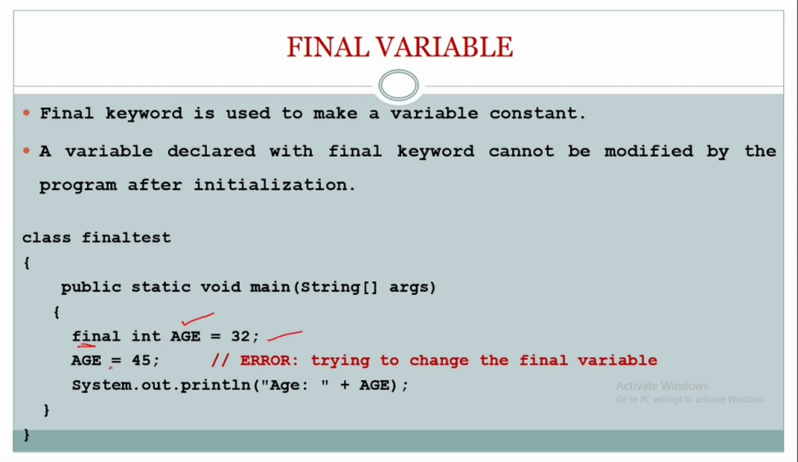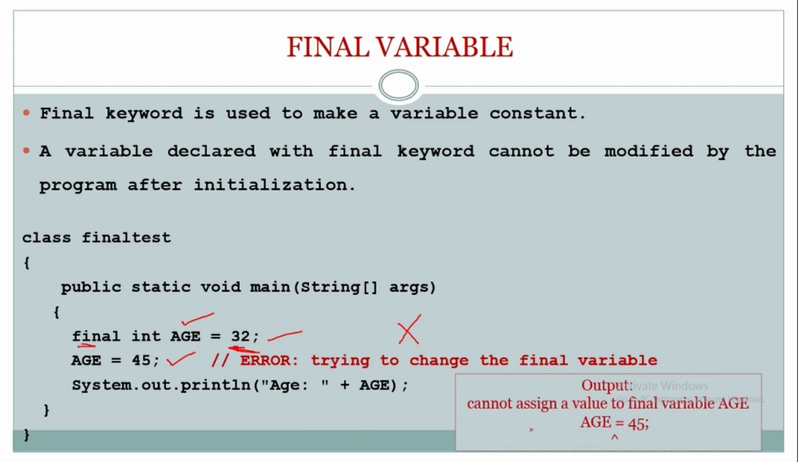Now if I assign the value 45, the compiler will throw an error, telling that a final variable should always be constant, it should always be 32, and I cannot change the value of the final variable. If I execute this, it will throw an error. What error? As you can see here, cannot assign a value to final variable. This is an error message, it is not an output.